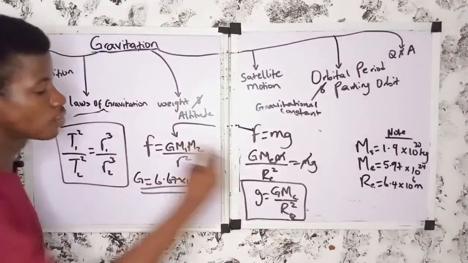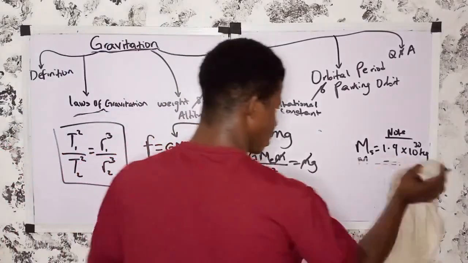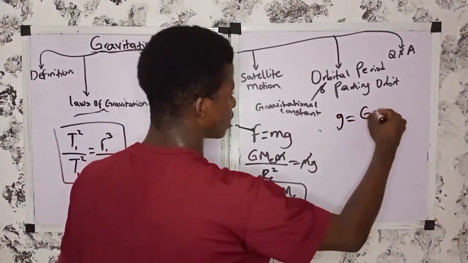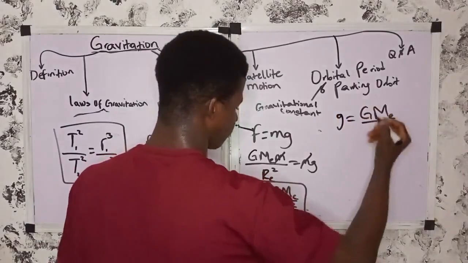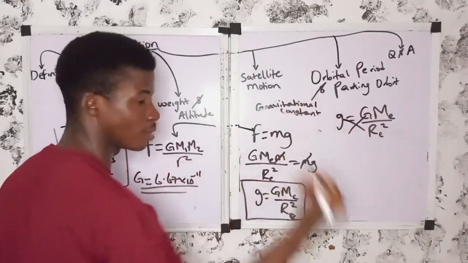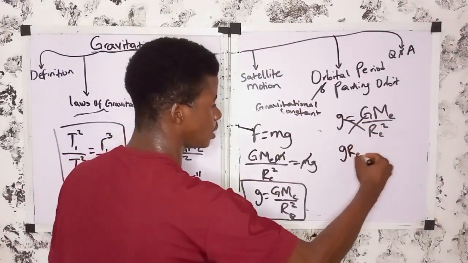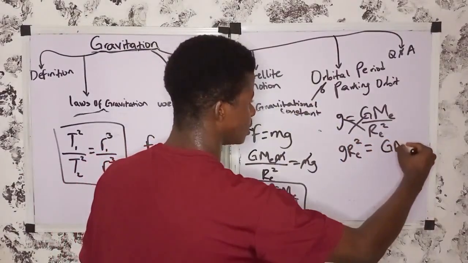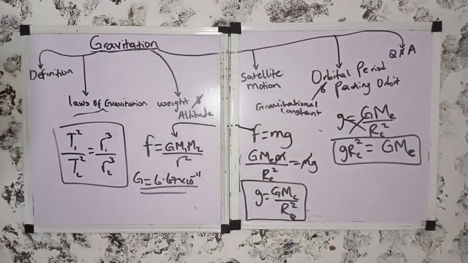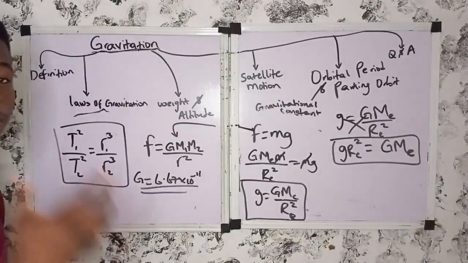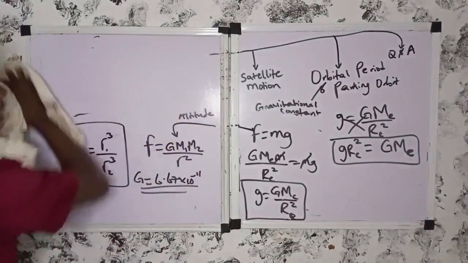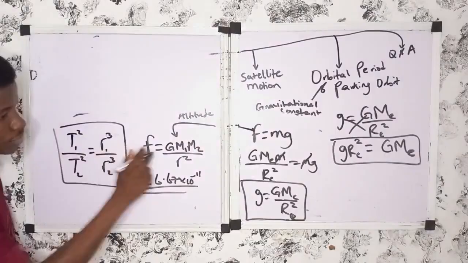Now, please take note. Let me clean this part. We have already noted this. Now if we cross multiply, remember g is equal to the gravitational constant times the mass of the earth divided by the radius of the earth. If we cross multiply, we arrive at g r_E squared equal to capital G M_E. Please take note of this, it's also important. We are going to make use of them later.